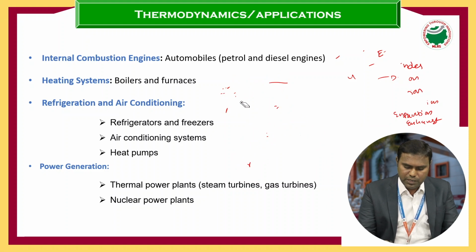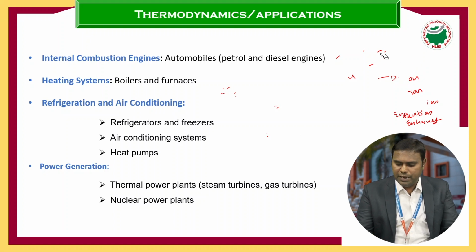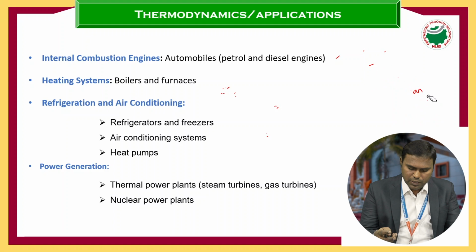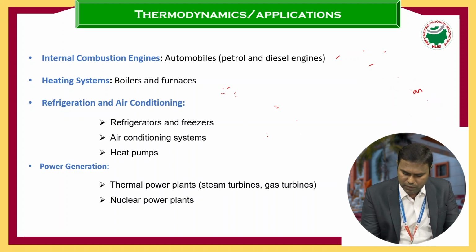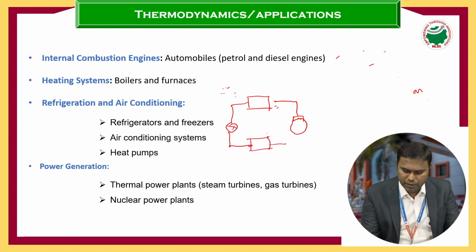If we consider one more example, a refrigerator: in a refrigerator, mechanical work is converted into heat energy. I'll explain with the help of a line diagram. This is a compressor, this is the condenser, this is the expansion valve, and this is the evaporator.